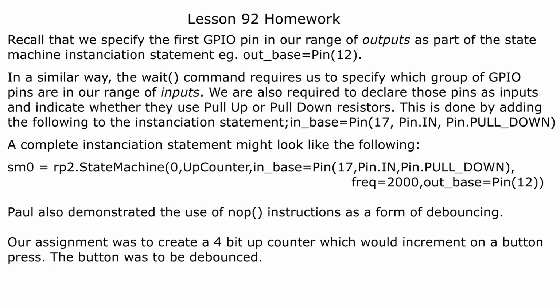Recall that we specify the first GPIO pin in our range of outputs as part of the state machine instantiation statement when we say outbase equals pin something, 12, let's say. In a similar way, the wait command requires us to specify which group of GPIO pins are in our range of inputs. We are also required to declare those pins as inputs and indicate whether they use pull-up or pull-down resistors. This is done by adding a clause to the instantiation statement as shown here. A complete instantiation statement might be as complex as the one shown here.